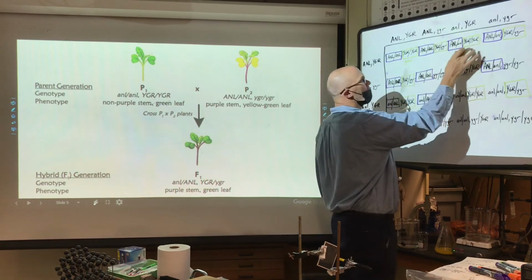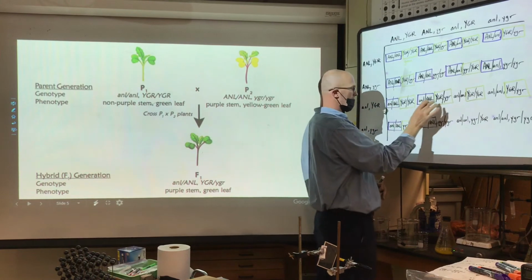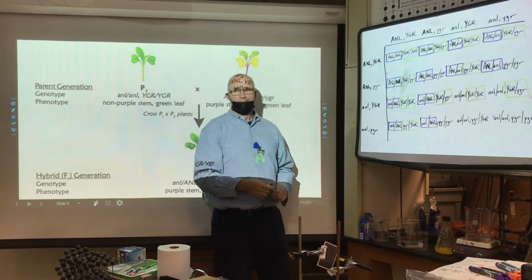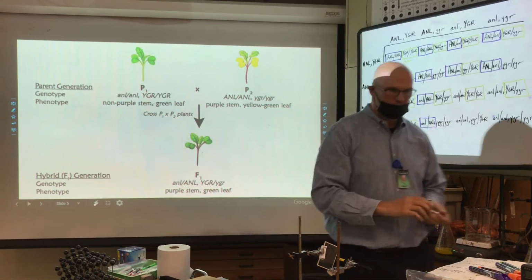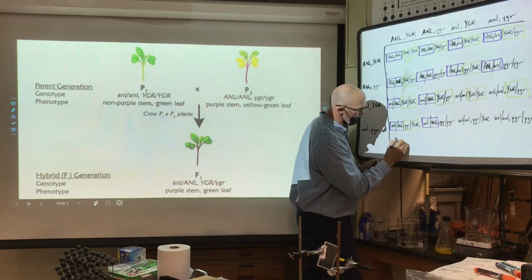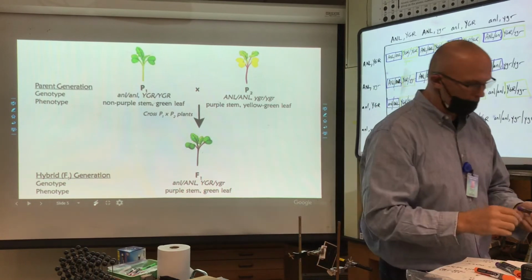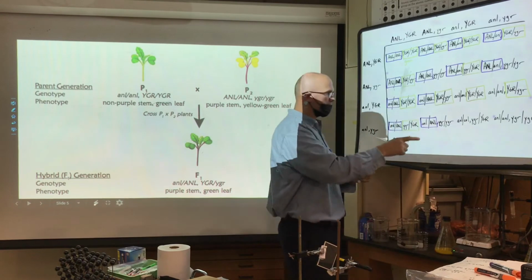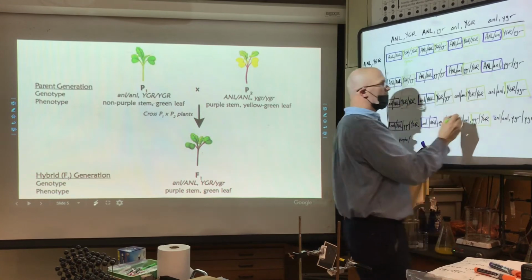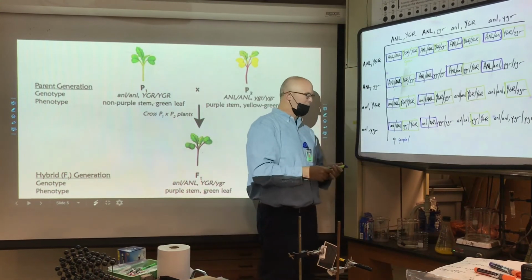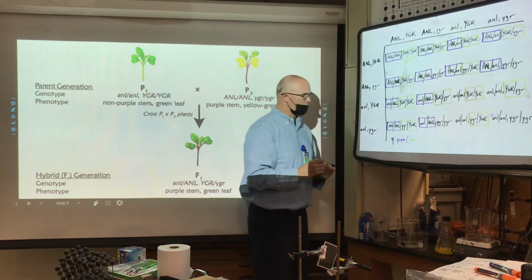1, 2, 3, 4, 5, 6, 7, 8, 9. So we've got 9 purple green. I need a purple pen. Did I miss a green somewhere? Yep, you're right, I did. Which ones are green? The YGRs. All you have to have is one dominant allele. Okay, so 9 purple green.